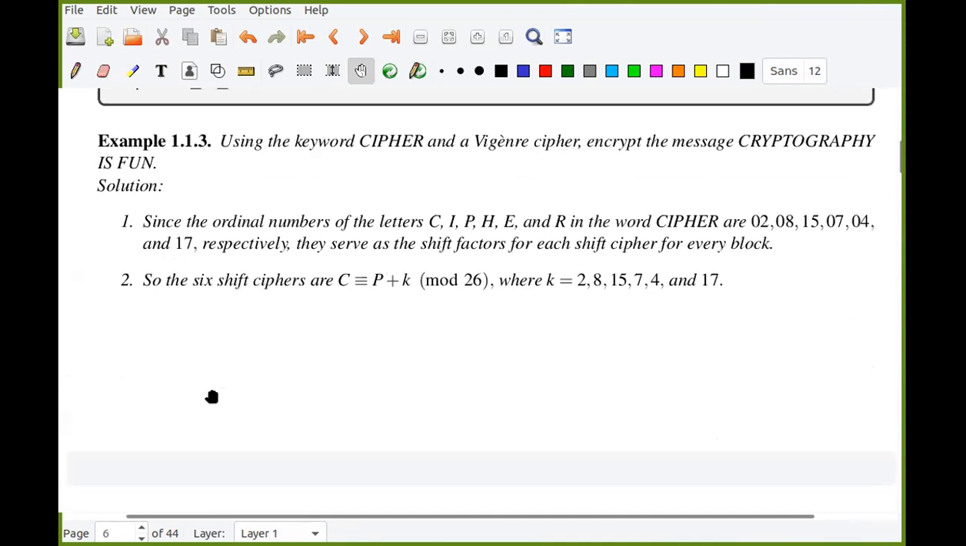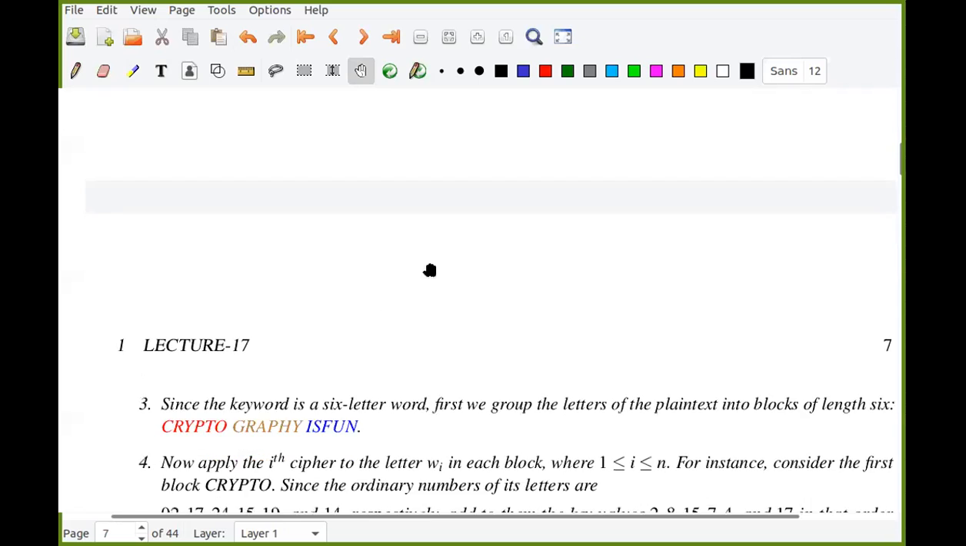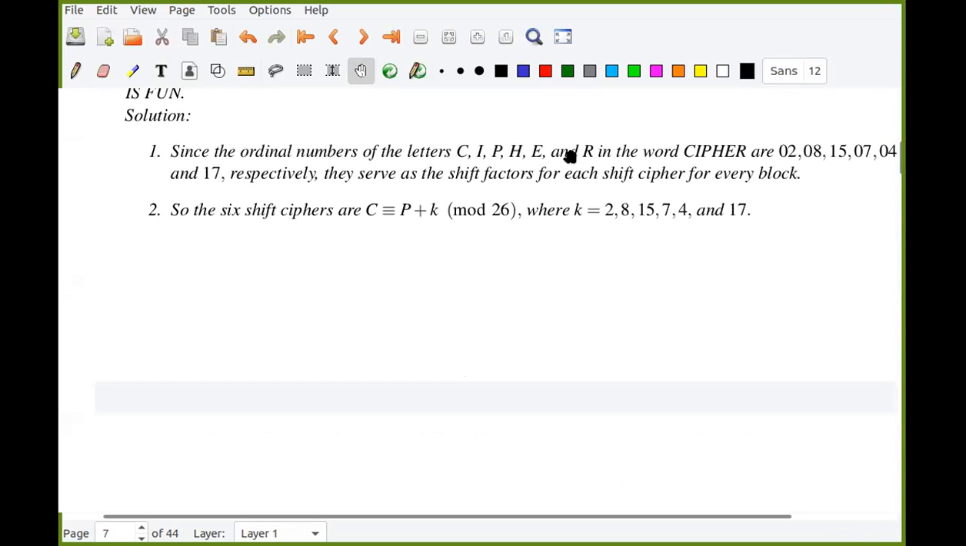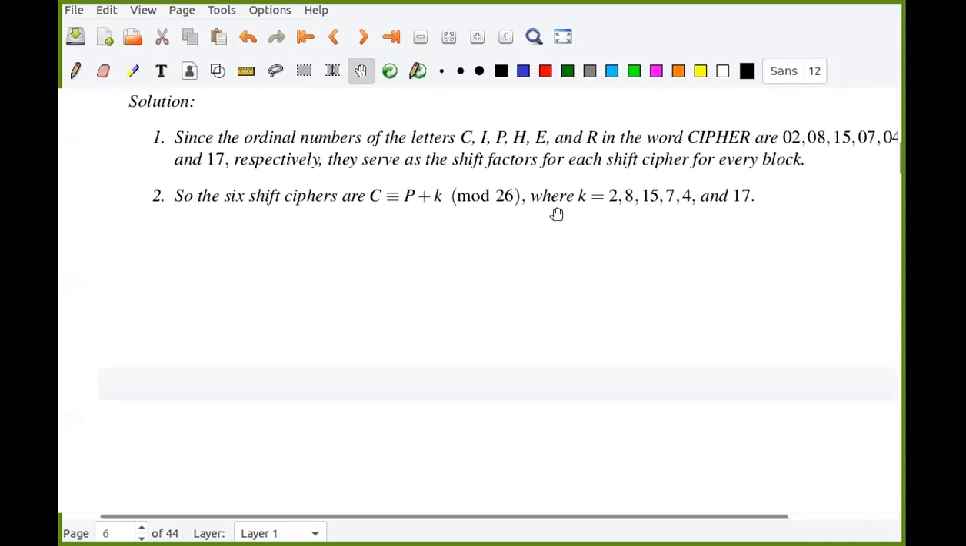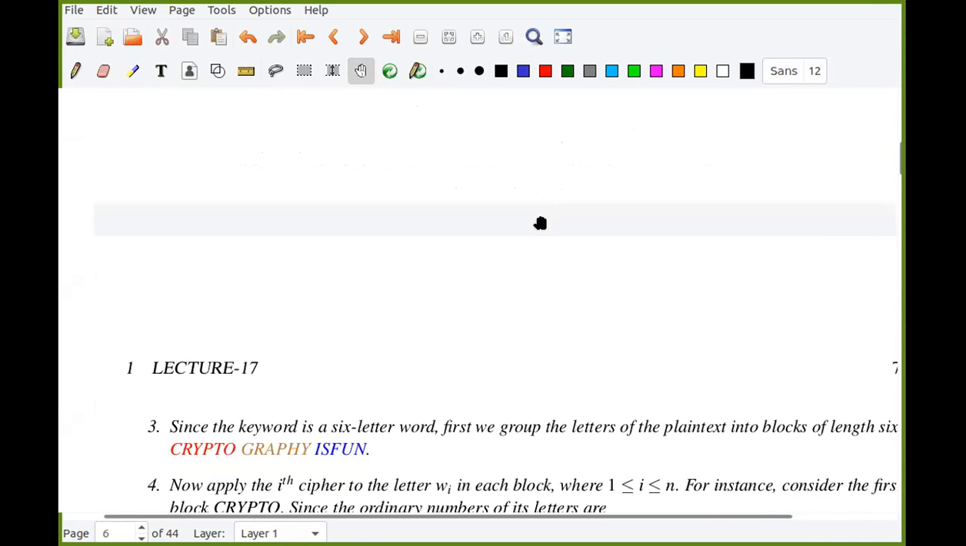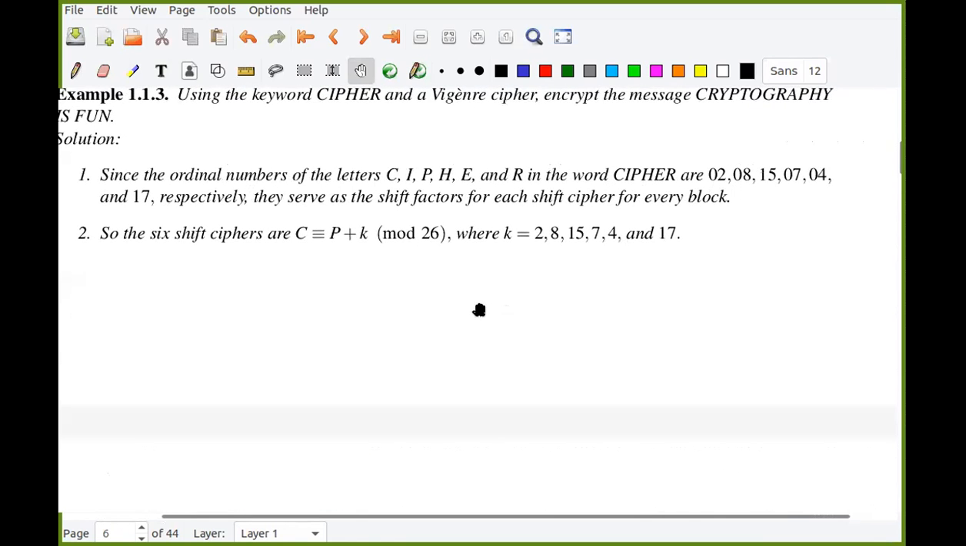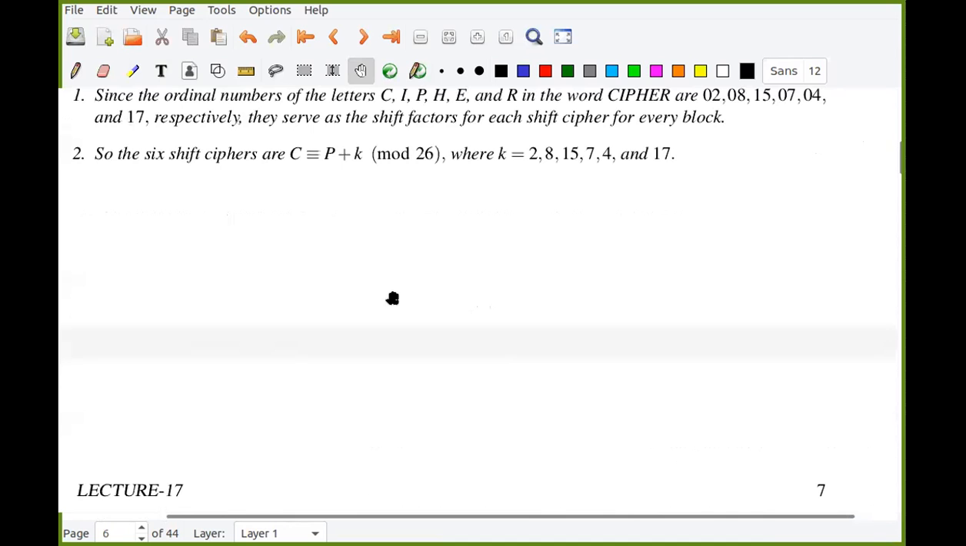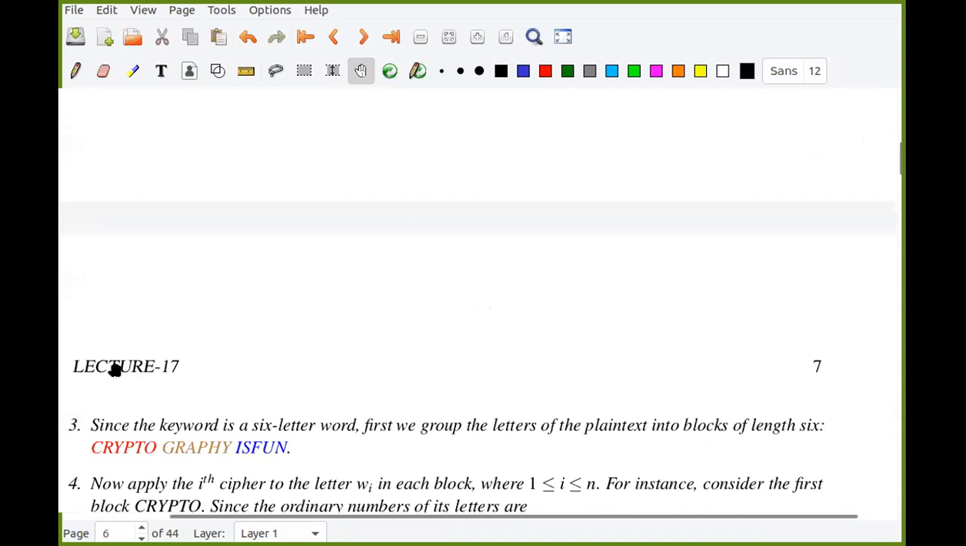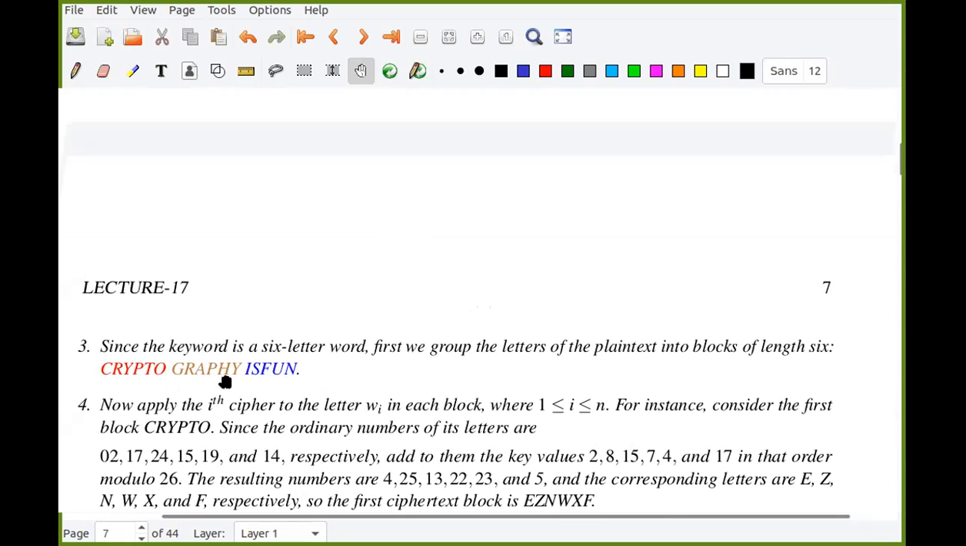See, crypto, and the key CIPHER. There are 6 letters, right? I divided into 6 only. Crypto is 6, graphy is 6, is fun is 5. Okay. We can add extra bits here. So you put the key below.